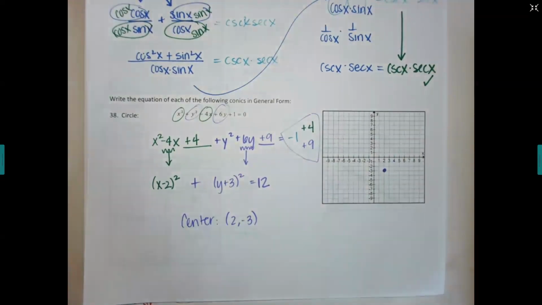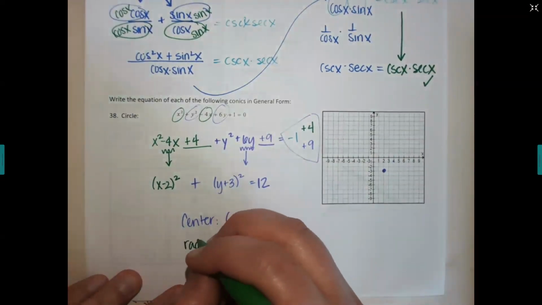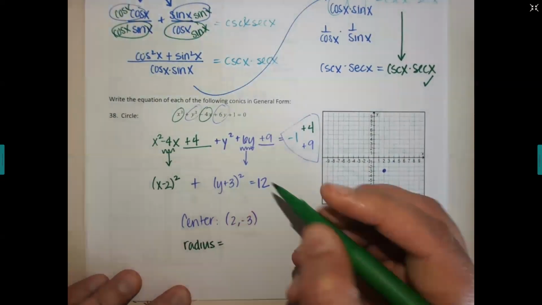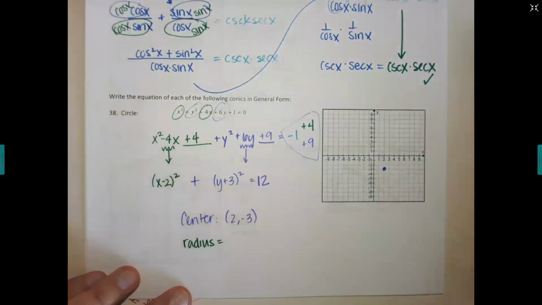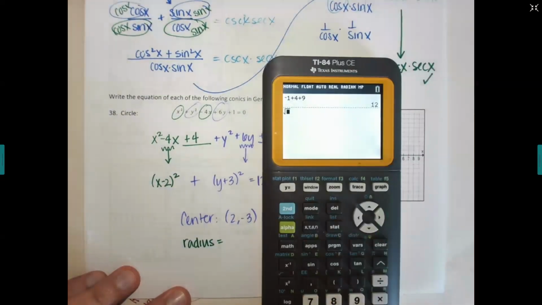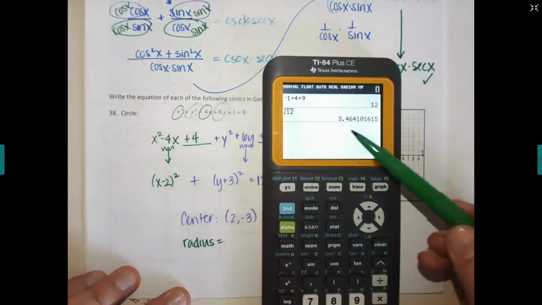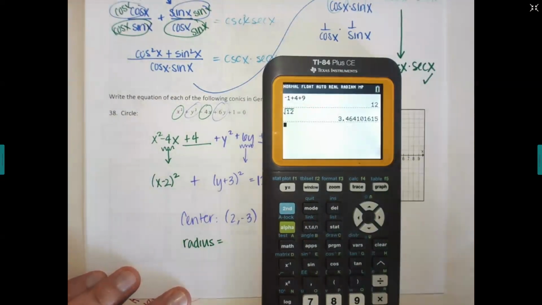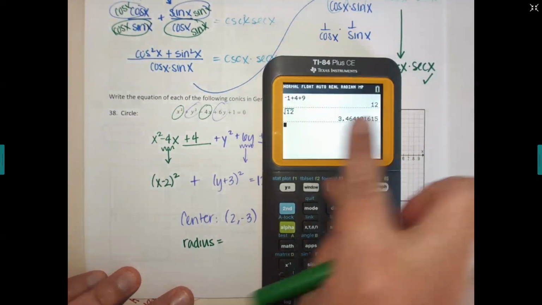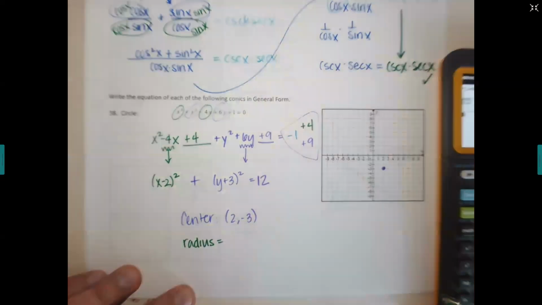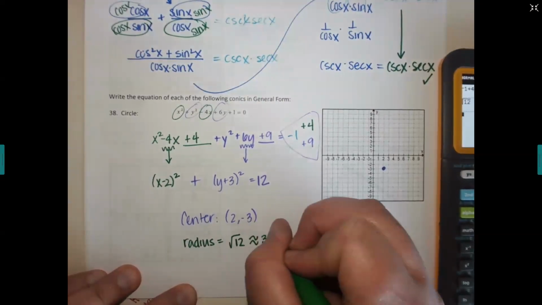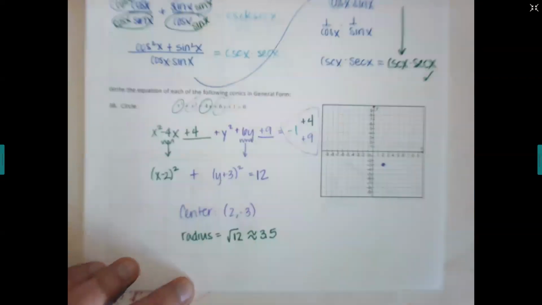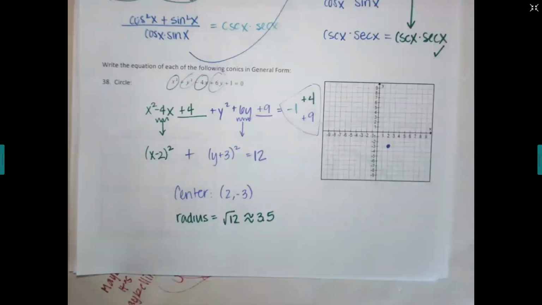And then for my radius, it's always the square root of the number on the other side. So for example, if it's a 12, usually that would be a perfect square. Okay, but unfortunately this time it's not. So our radius is going to be 3.5-ish. Our radius is the square root of 12, which isn't perfect, but it's 3.5.